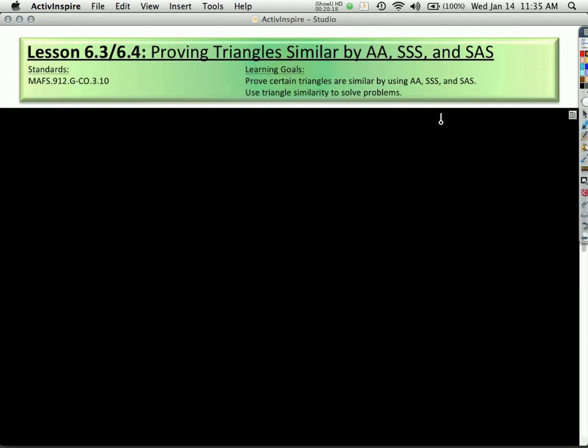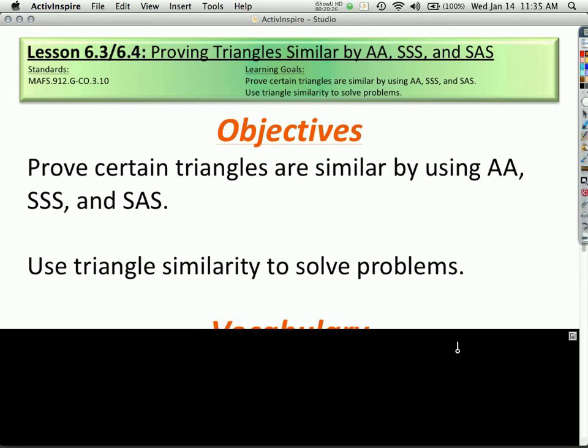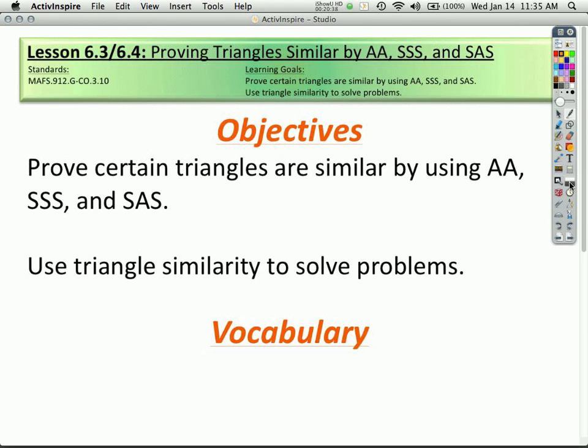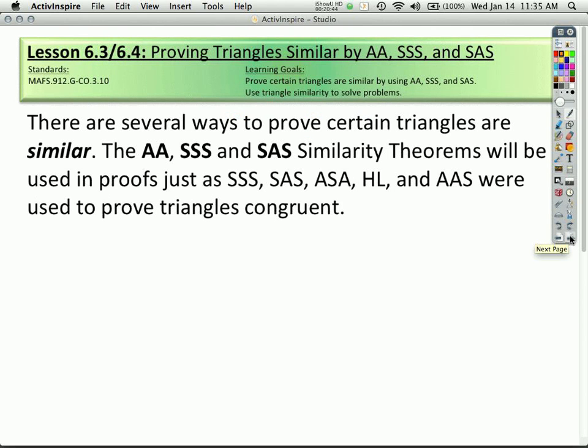Remember, cheat sheet, these ideas need to be utilized and then they need to sink in so that you no longer need the cheat sheet. So our objectives today are to prove triangles are similar by using AA, SSS, or SAS, and then to use similarity to solve problems. And there's no new vocabulary really, but we're going to be incorporating vocabulary that you've heard before.